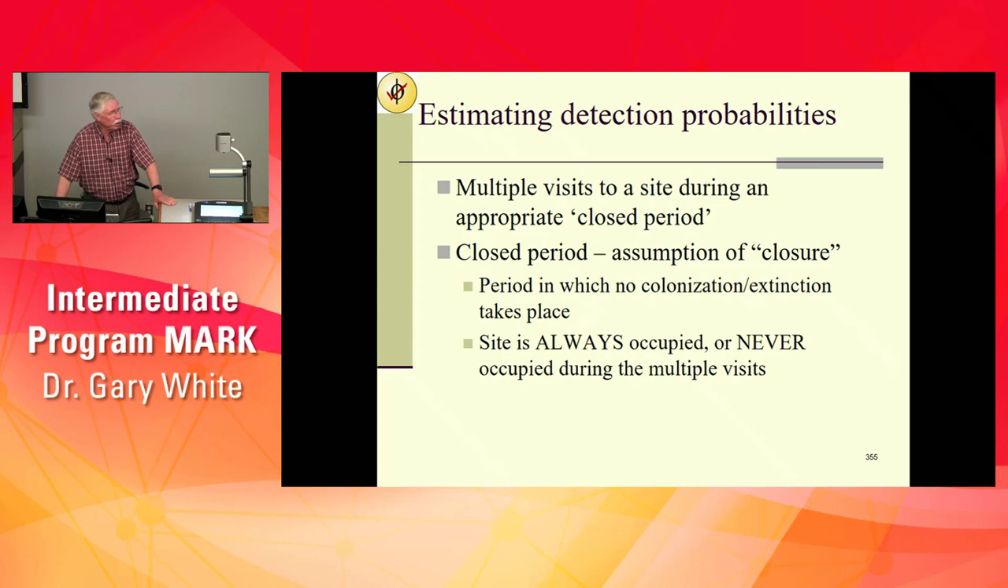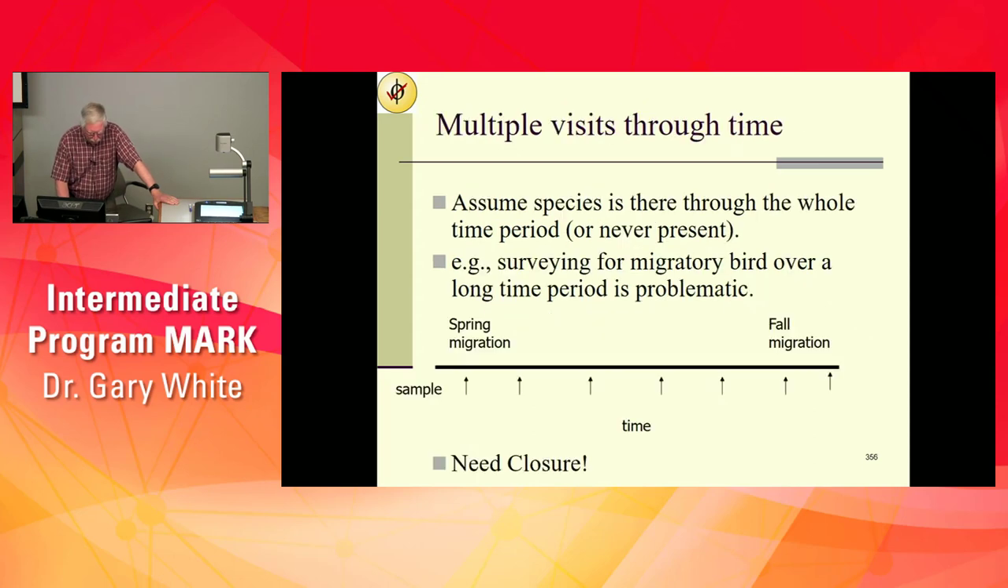Otherwise, we get this sort of weird variable. It's not the probability of occupancy, it's the probability that there may have been one when I got there, which isn't probably what you want. Multiple visits through time. Again, this slide is just to make the point that you want to design your surveys in such a way that you have closure. You don't want to be doing songbirds during spring migration, because obviously it's not closed.